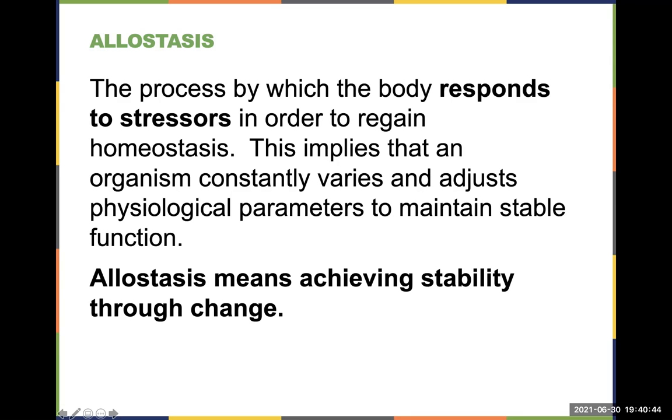And so allostasis is the process by which the body responds to a stressor in order to regain homeostasis. So remember, your body is always wanting to get to its set point. Allostasis basically means achieving stability through change. So if a person gets really hot, remember that our body temperature is 98.6. That's our homeostatic state. If we get too hot, what happens? We begin to sweat, right? And that's designed to cool us off. So that would be an allostatic response. Does that make sense? Any questions so far? Because I really want to make sure you understand these two terms.